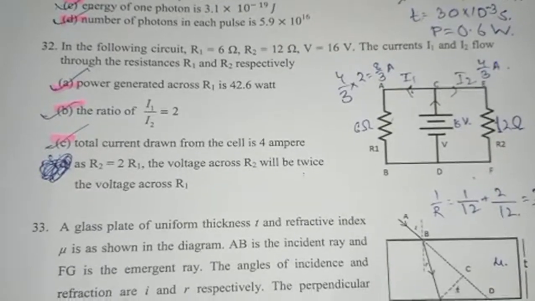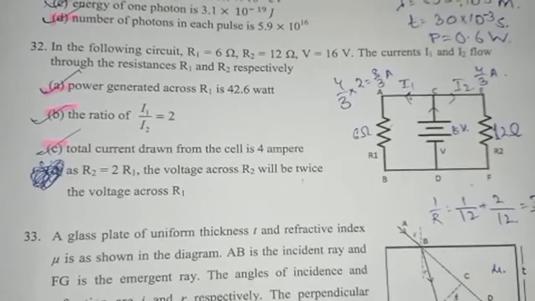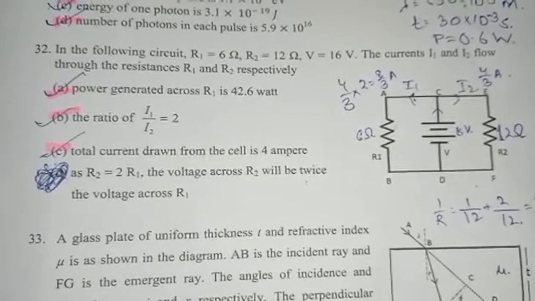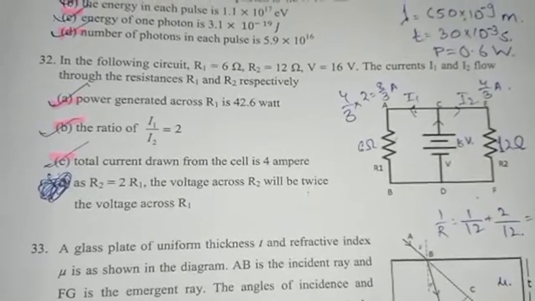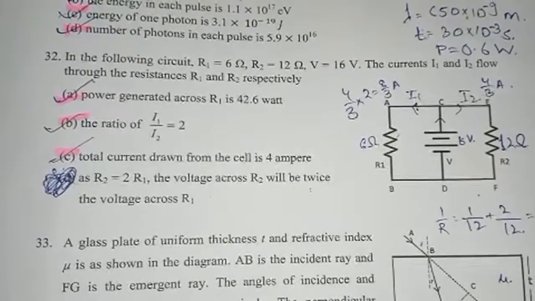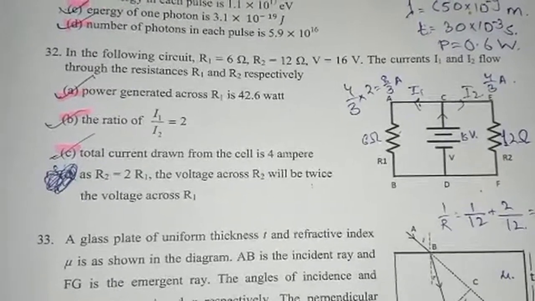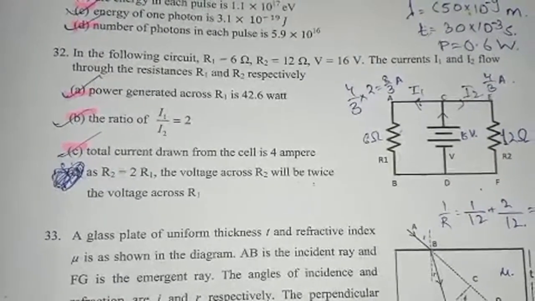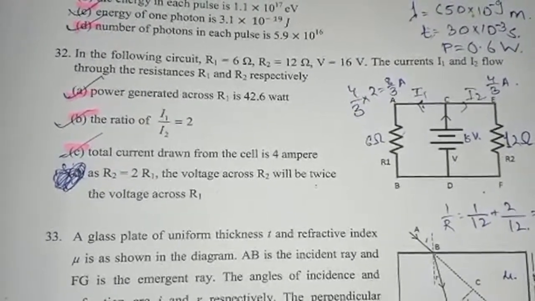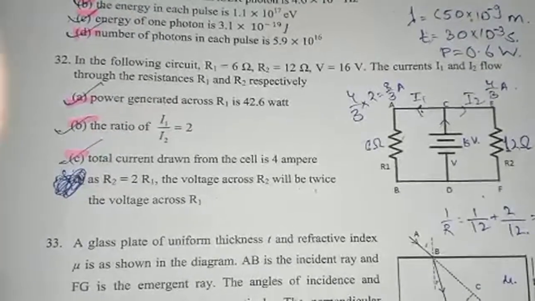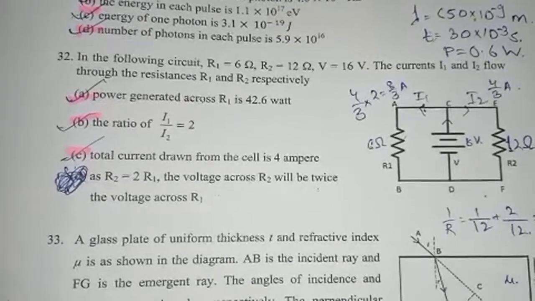और नाउ क्वेश्चन नंबर 32 में कहा गया है कि in the following circuit, R1 is equal to 6 ohm, R2 is equal to 12 ohm, V is equal to 16 volt. The currents I1 and I2 flow through the resistances R1 and R2 respectively. डायग्राम भी आपको दिख रहा है.